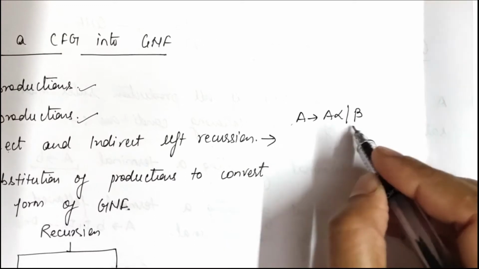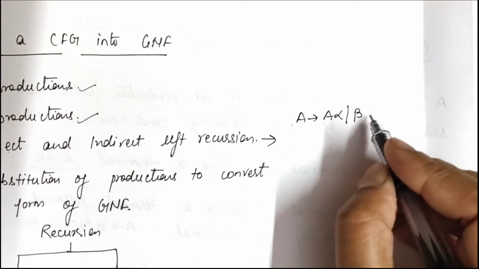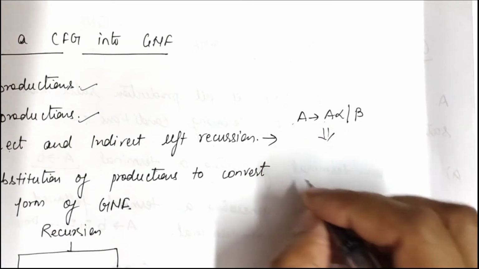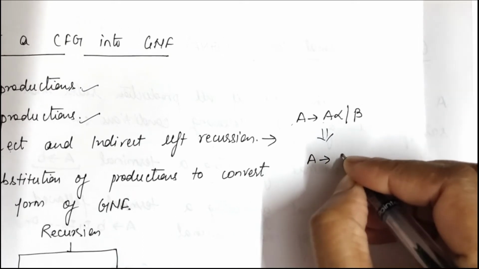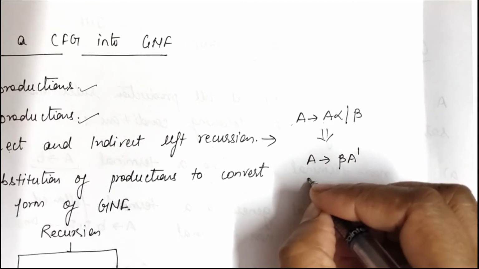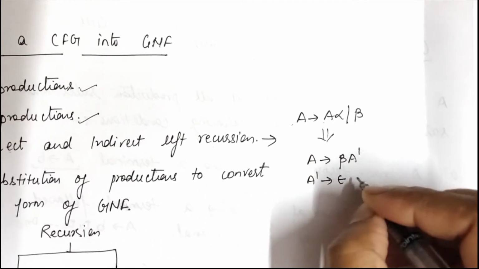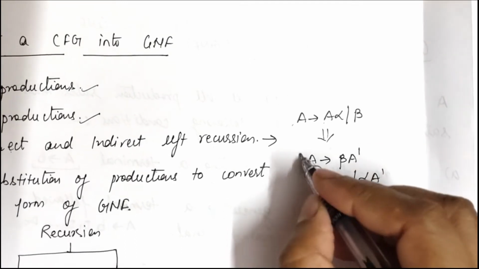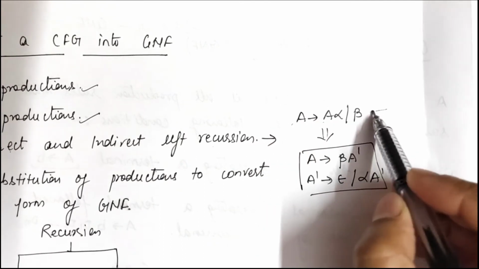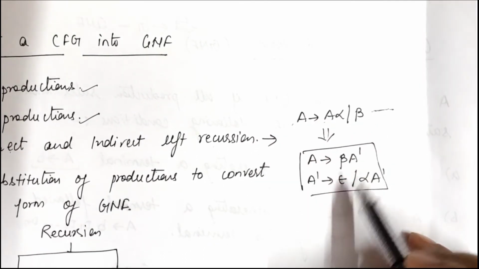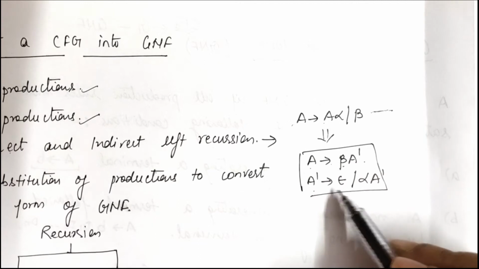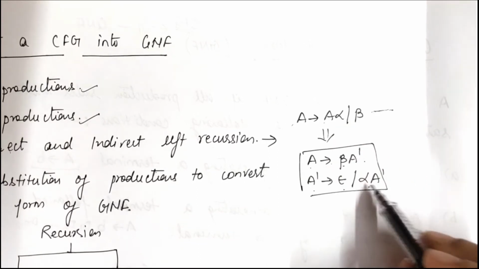So in order to remove this, where the leftmost symbol of the right hand side of the production is equal to the left hand side, we have to convert it into the form of A derives beta A dash, and this A dash can be epsilon or alpha A dash. So if we have to remove the left recursion in this form of grammar, then we have to convert it to A derives beta A dash, and this A dash can be epsilon or alpha A dash.